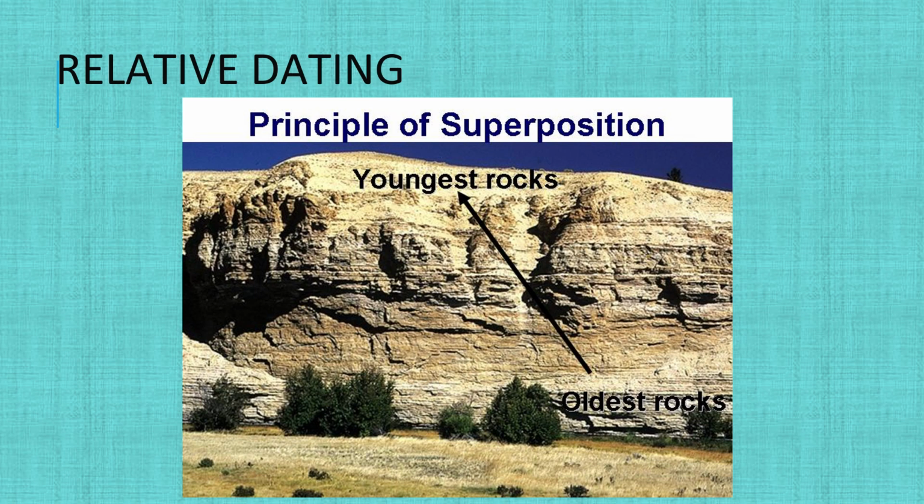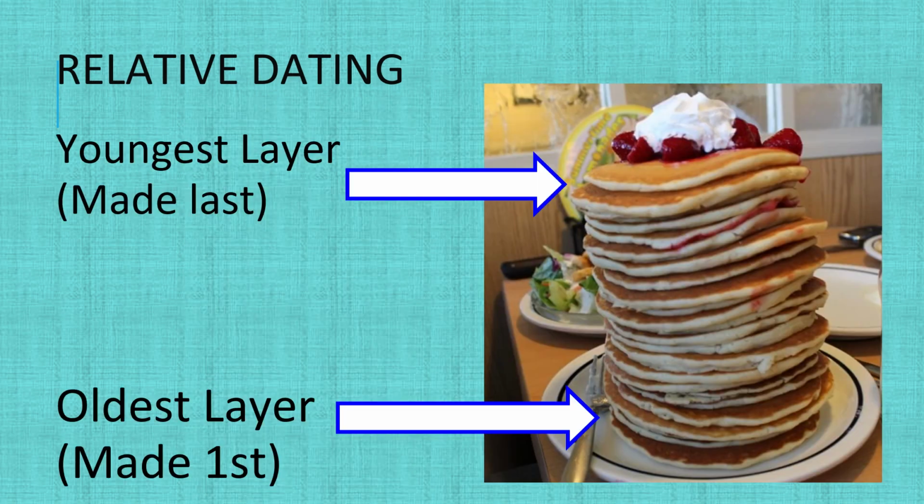And here we just have a sample. So in this outcrop, the oldest rocks, the stuff that formed the earliest, would be on the bottom and the youngest would be up by the top. And if you made yourself a giant, truly impressive stack of pancakes, the ones you made first would be on the bottom. Again, the stuff you made last would be on the top. Okay?